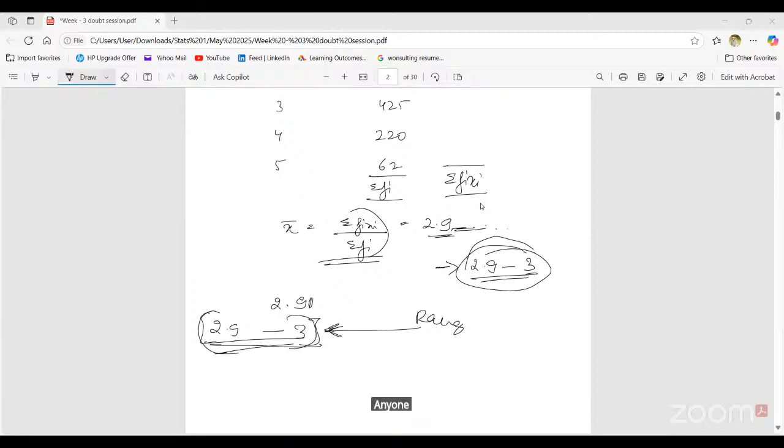Anyone? No one? No one has solved the activity question.